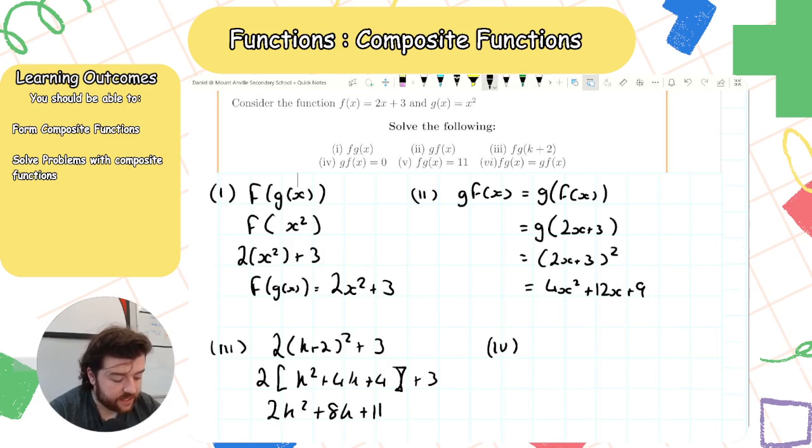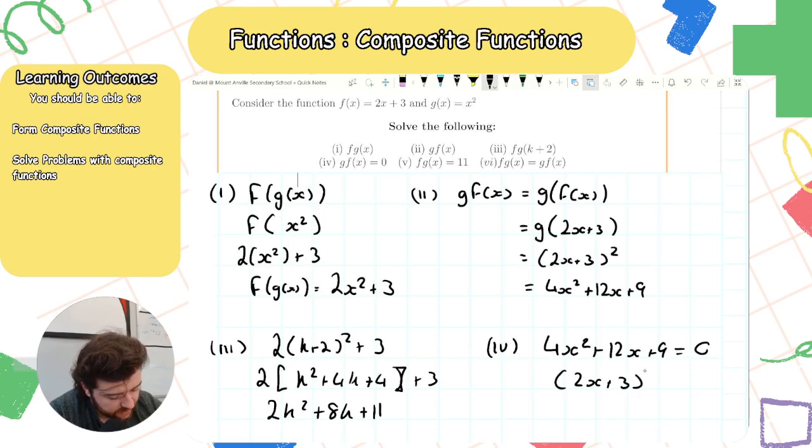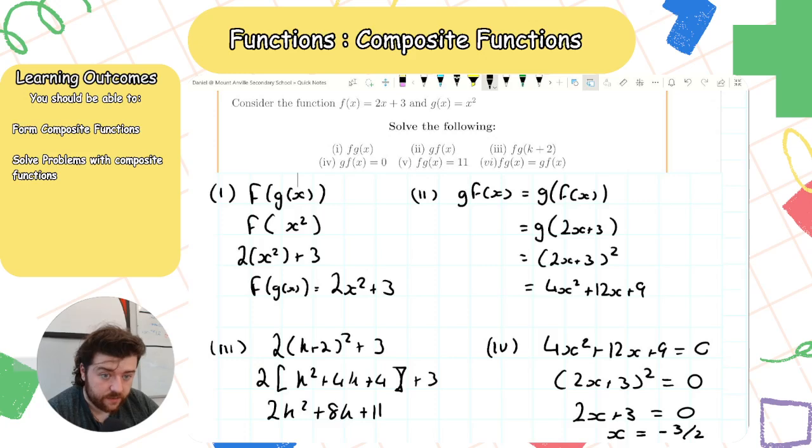When g of f of x is equal to 0, so when this is equal to 0, so 4x squared plus 12x plus 9 equals 0. (2x plus 3) squared equals 0. So this is factored form. Square root both sides. 2x plus 3 is equal to 0. x is equal to minus 3 over 2.